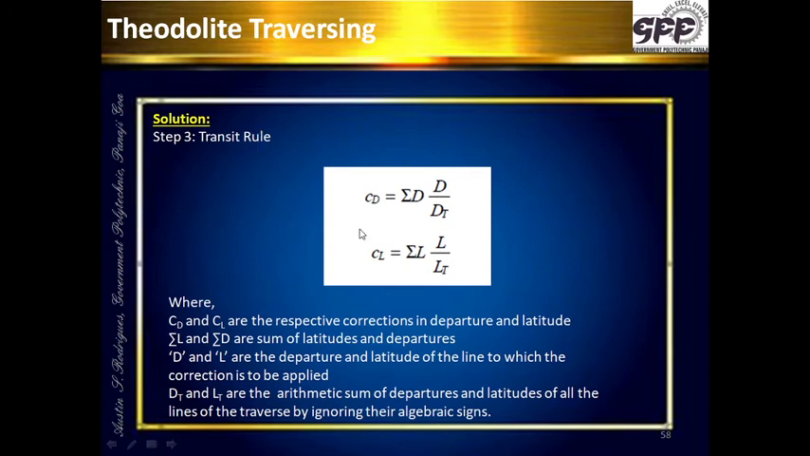Now what is transit rule? Transit rule: correction for departure is equal to sigma departure into departure of the line upon total departure without considering any sign. Similarly, correction in latitude is equal to sigma latitude into latitude of that particular line divided by total latitudes.